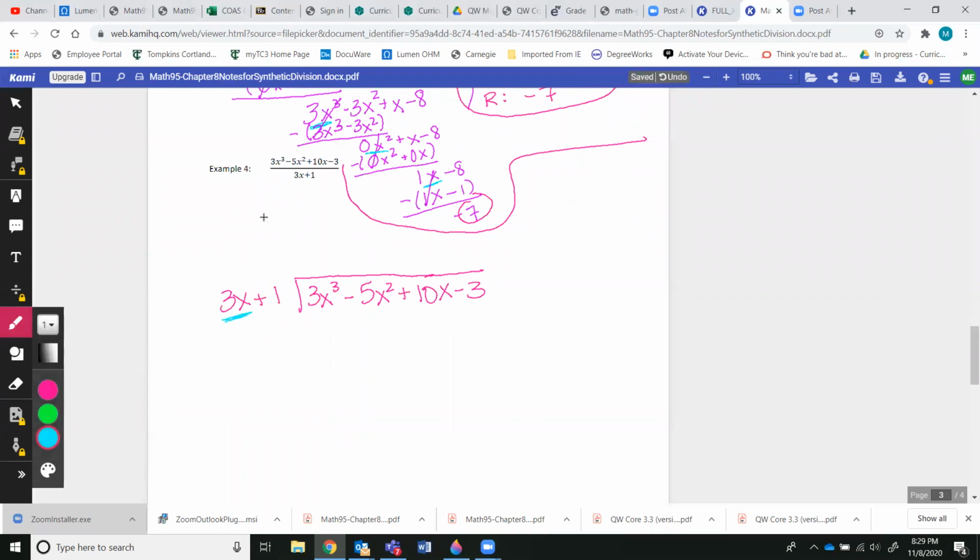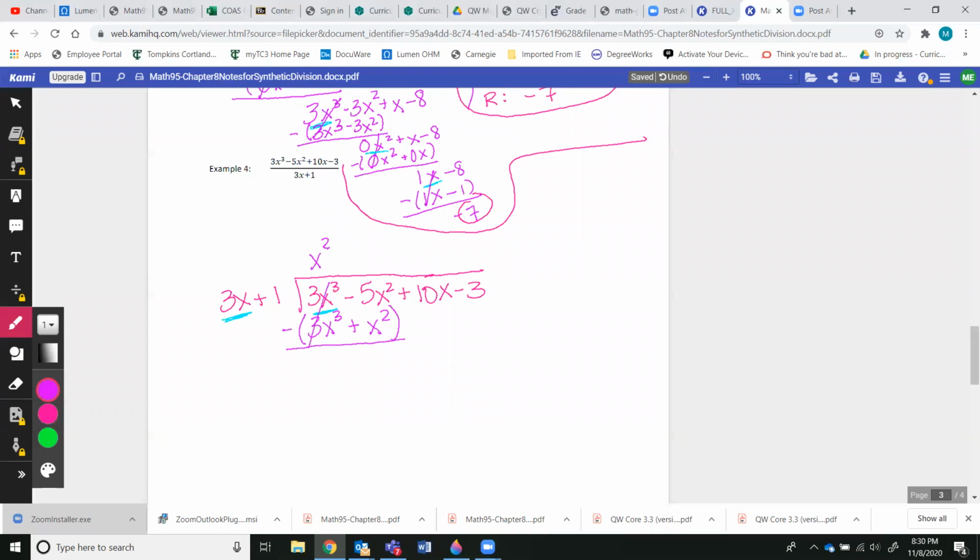Okay, so I look at the leading terms, and 3x times what gives me 3x cubed? Well, the 3 just gets multiplied by 1, but x gets multiplied by x squared. So 3x cubed plus x squared. Where did I get this? Well, I took this x squared and I multiplied it by 3x, and then I multiplied it by 1. We're going to put those in parentheses and subtract.